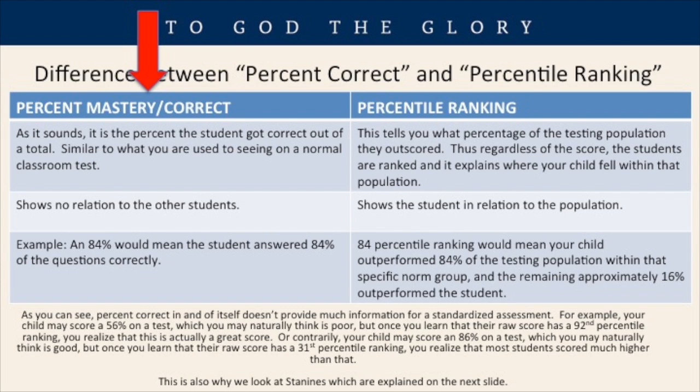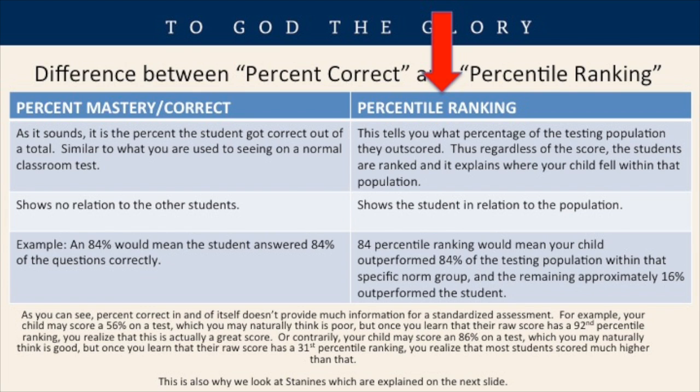When you see something that says percent correct, it's exactly as it sounds. It's just the percent that the student got correct out of a total. It's similar to what we're all used to seeing when we take any sort of classroom test. If they took a test out of 20 and they got 15 right, then they would have received a 75%, 15 out of 20. They got 75% correct. This shows no relation to the other students that took the test at all. It only shows how many they got right out of a total. So an example, an 84% would mean the student answered 84% of the questions correct. That's all it means.